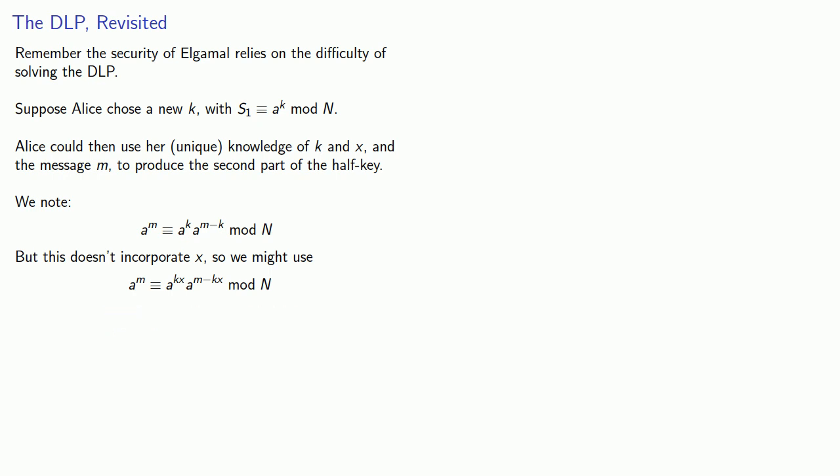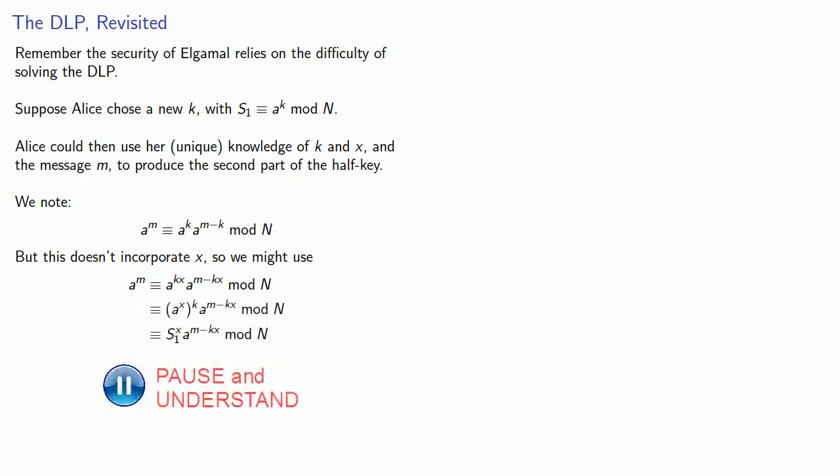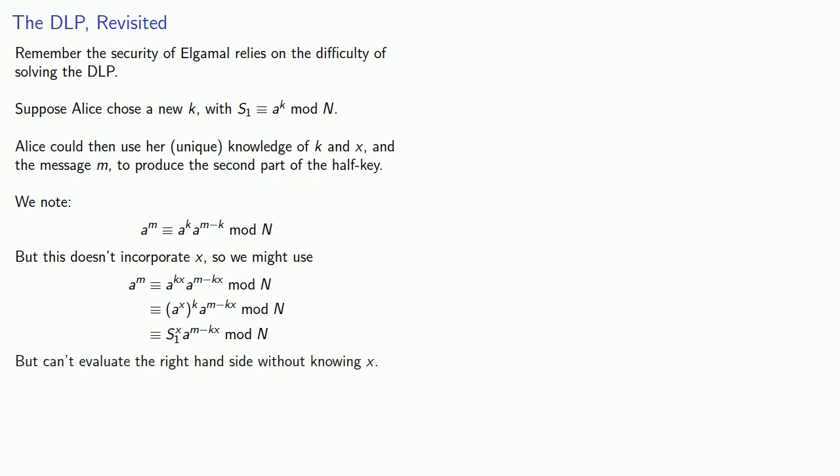And we'll rearrange this a little bit. So keep in mind that the things that Bob knows are A, the public base, and M, the message that Alice is supposed to sign. Unfortunately, Bob can't compute the right-hand side without knowing the value of X. And so even if Alice sends him S1, he can't verify her identity.